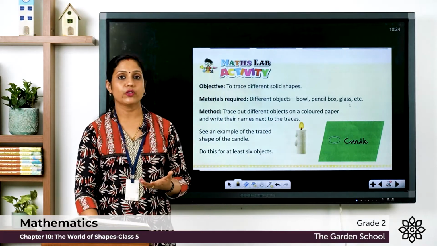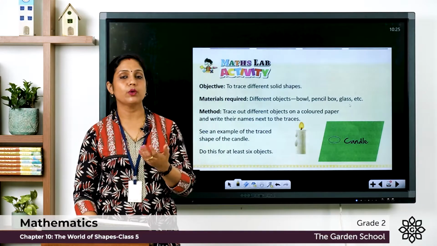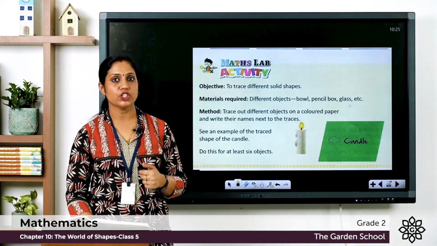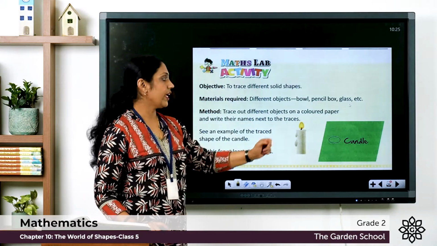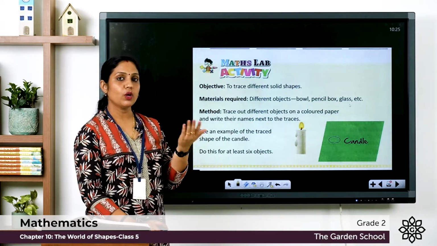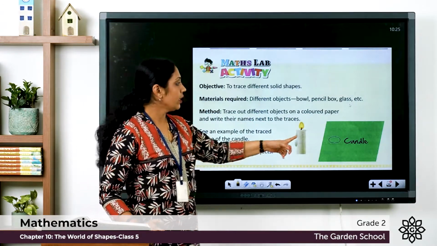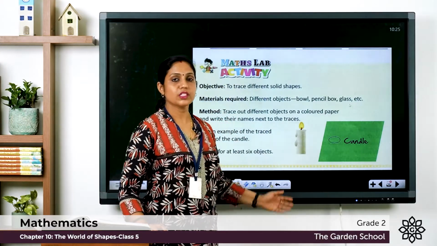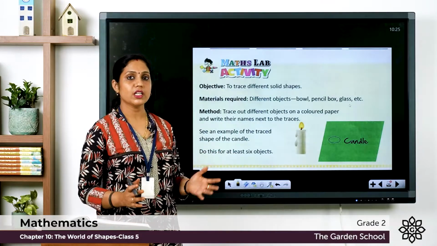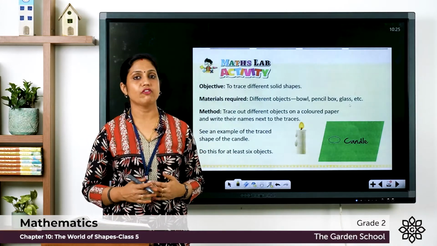So here you have to trace from a solid shape, you will be getting the base of a plane shape. So here you can see an example is given of a candle, and look at the candle, what shape the base will be having. It is circular in shape, and write the name of it. So similarly, you can take what all materials you get and try to trace the shapes and find out.